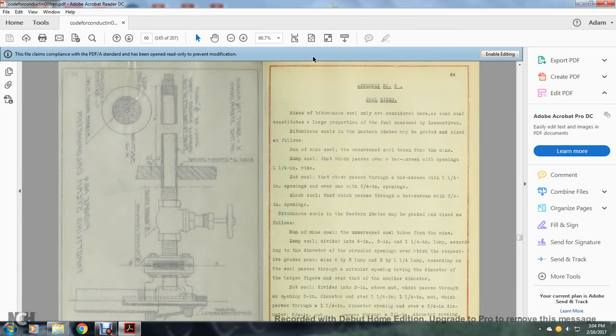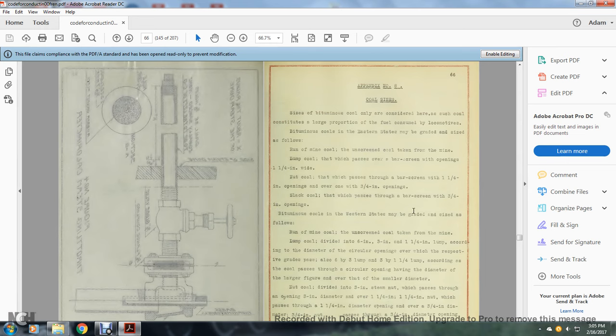Alright, Appendix number 8, coal sizes. The sizes of bituminous coals are the only ones considered here, as such coals constitute a large proportion of the fuel consumed by the locomotive. Bituminous coals in the eastern states may be graded by size as follows: run of mine coal, the unscreened coal taken from a mine; lump coal, which passes over a bar screen with openings 1 1/4 inches wide; nut coal, which passes through the bar screen with 1 1/4 inch openings and over one with 3/4 inch openings; slack coal, that which passes through the bar screen with 3/4 inch openings.